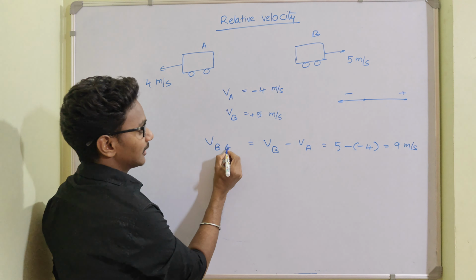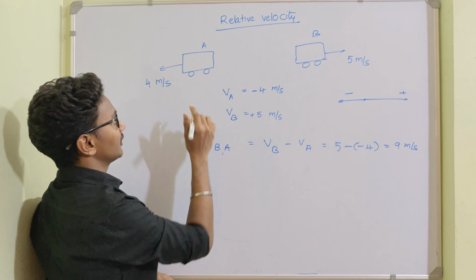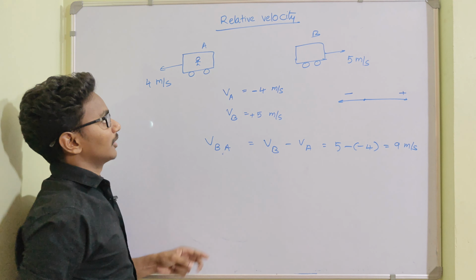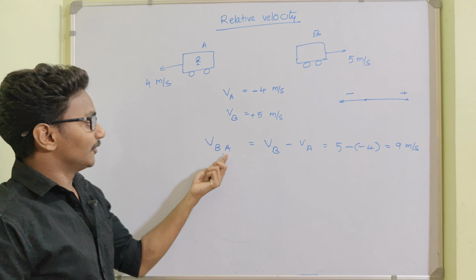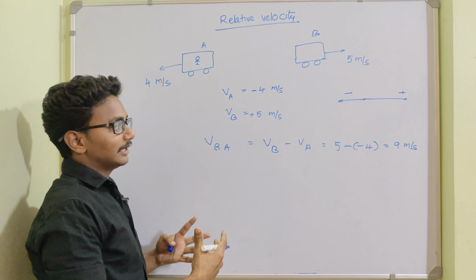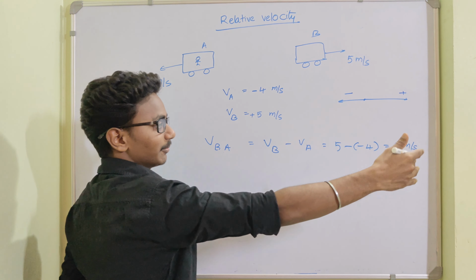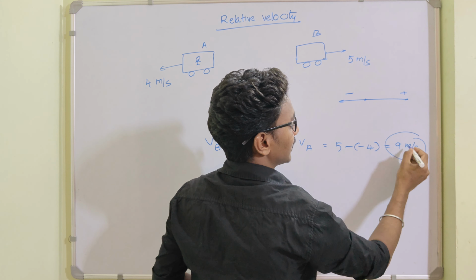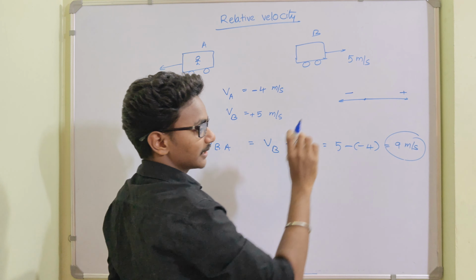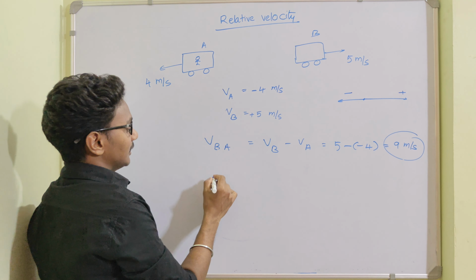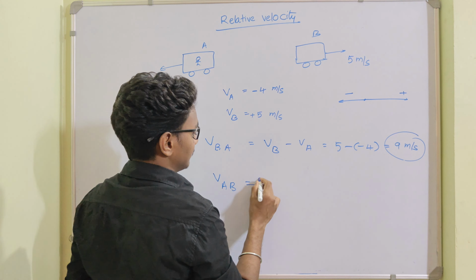What does it mean? The second letter represents from where you are observing. You are observing B from A. If you observe from A, you might feel like B is traveling away from you in this direction with 9 meters per second, because this is plus 9. Similarly, calculate VAB and find it.